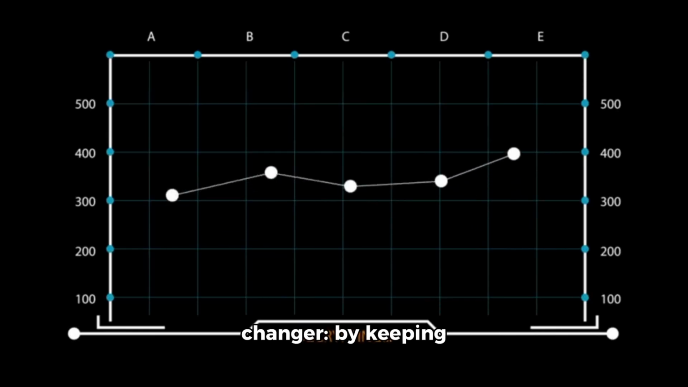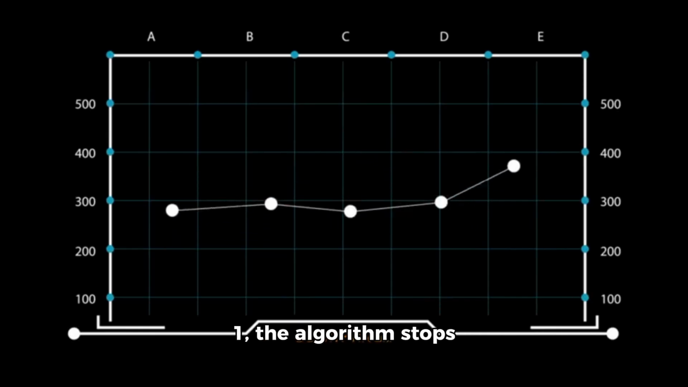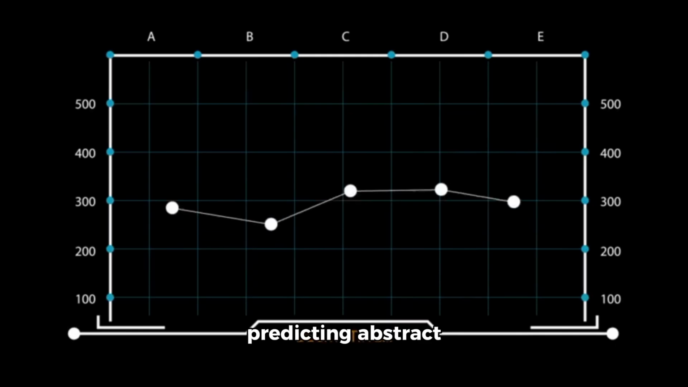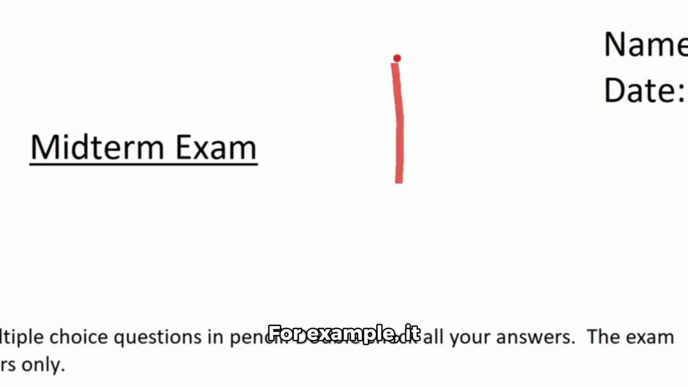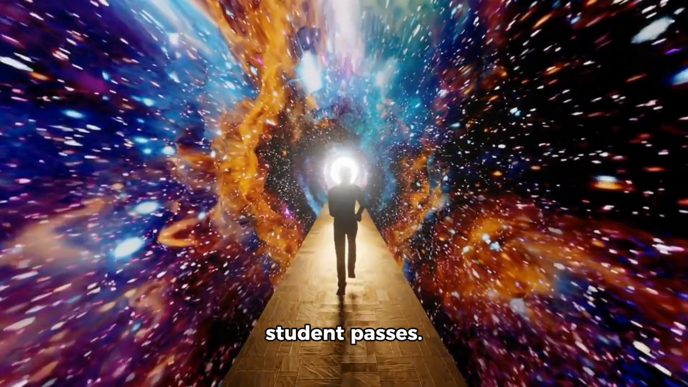By keeping everything between 0 and 1, the algorithm stops predicting abstract numbers and starts predicting probabilities. For example, it won't just say pass. It will say there is an 85% probability that the student passes.